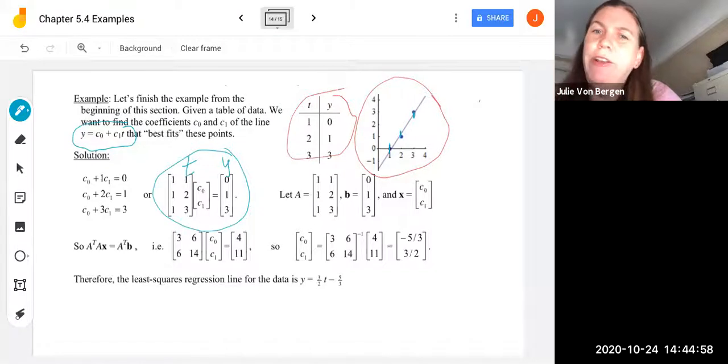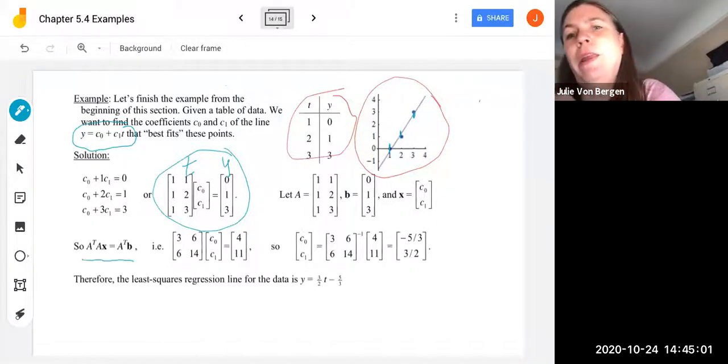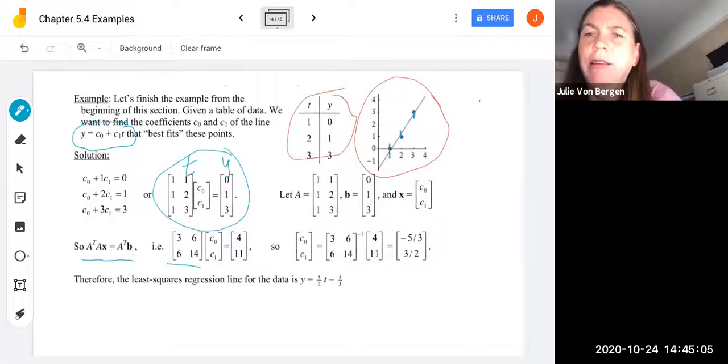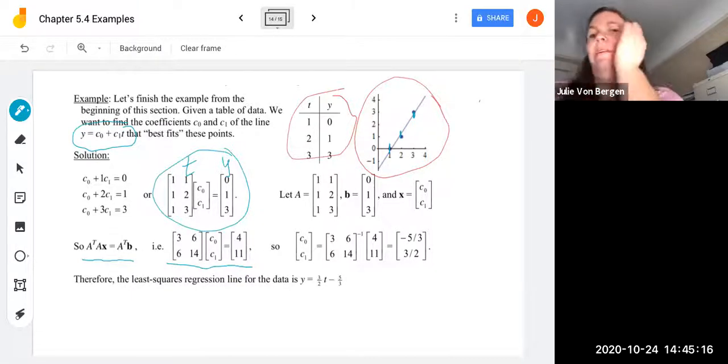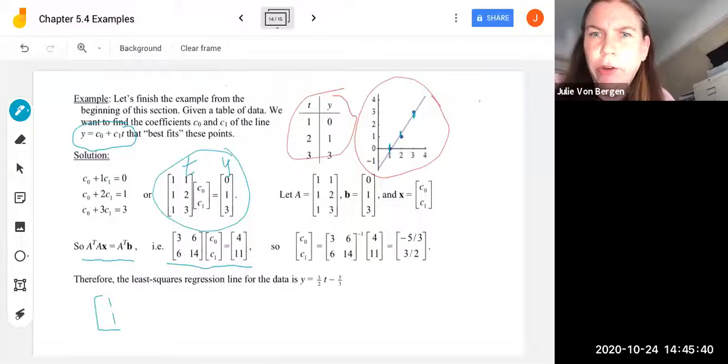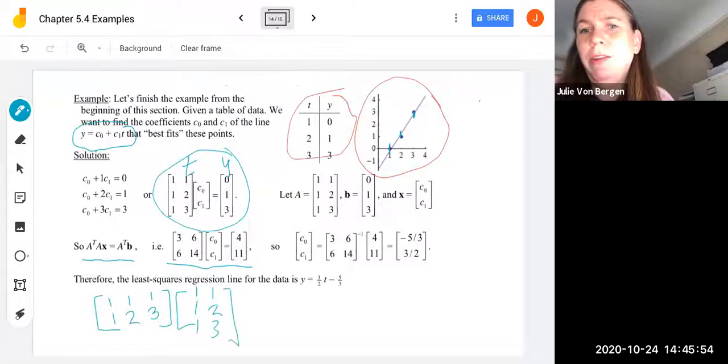All right, so we've got A transpose AX equals A transpose B. And so this is our matrix here. So A transpose A, when we work that out, we get a 2 by 2 matrix, because that's going to be A transpose, 1, 1, 1, 1, 2, 3, multiplied by 1, 1, 1, 1, 2, 3. So we're multiplying a 2 by 3 matrix and a 3 by 2 matrix, so we end up with this 2 by 2 matrix.